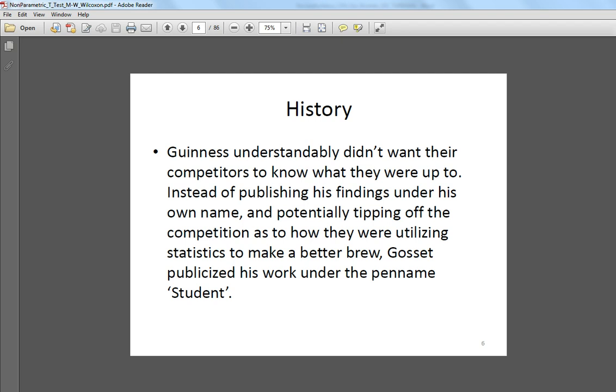And so what they have done is that they kept this whole new statistical method secret, and when they actually published their findings, instead of using their own name, they used the pen name Student. So Gosset actually did not publish his name as Gosset, but rather he used the pen name Student, and that's why you will also hear that the t-test is also called the Student t-test.